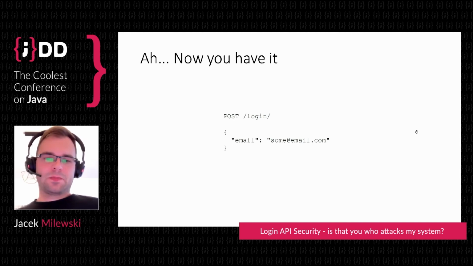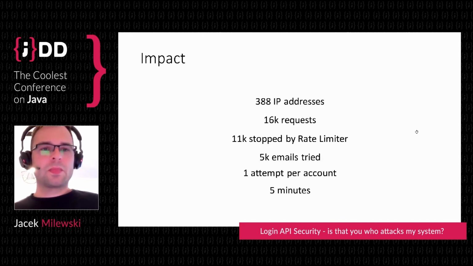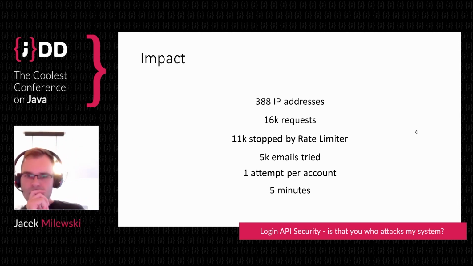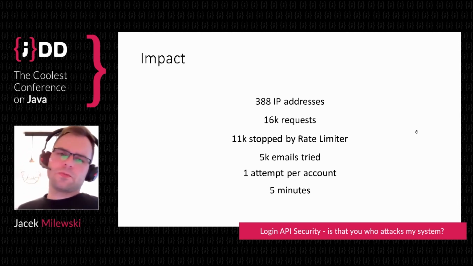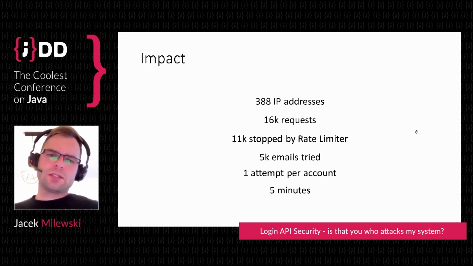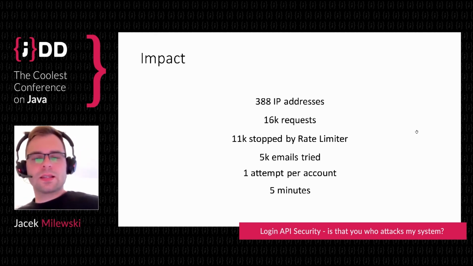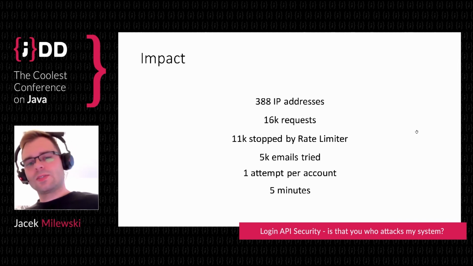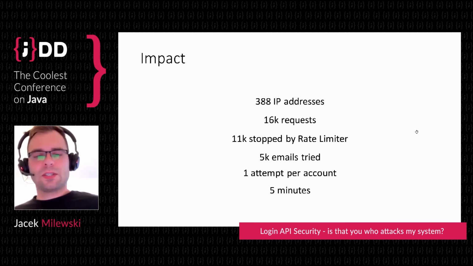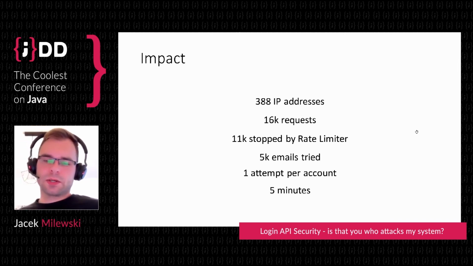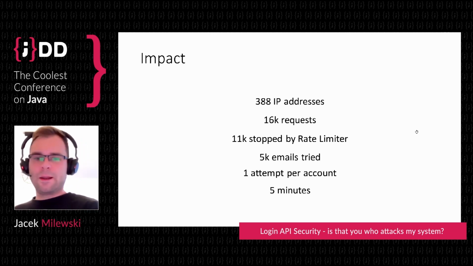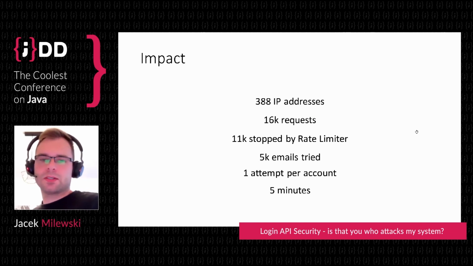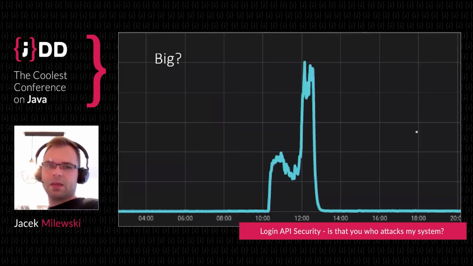The impact after this second attempt was that he attacked from around 400 IP addresses, with 16,000 requests, and 11,000 of those were stopped by the rate limiter. As a result, he tried 5,000 emails, with one attempt per account, which means he had a single database. It lasted 5 minutes. Not many accounts were breached.